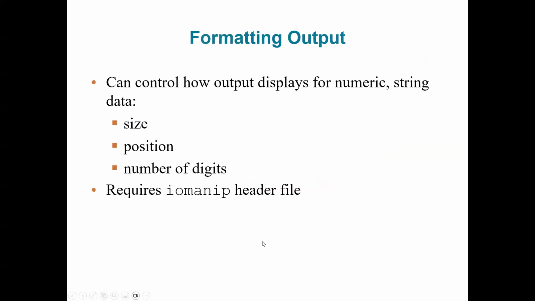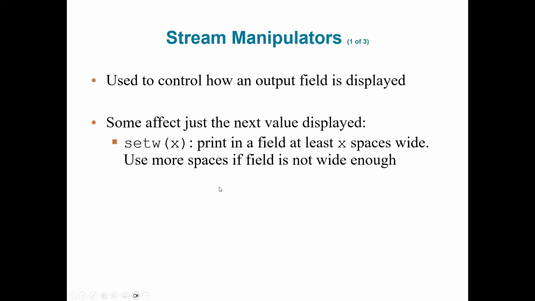So with C++, again, we can control how we display our output on our screen. Normally it requires us to use the header file iomanip, which is input-output manipulator. In this case, we are more concerned about the size, position, and also the number of digits. And we can display both numeric and string data. Now here, for the first example, we are going to use the setw function, which is one of the stream manipulators.